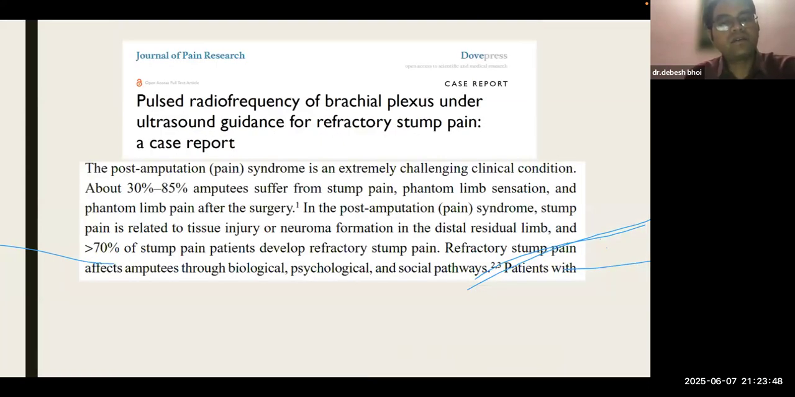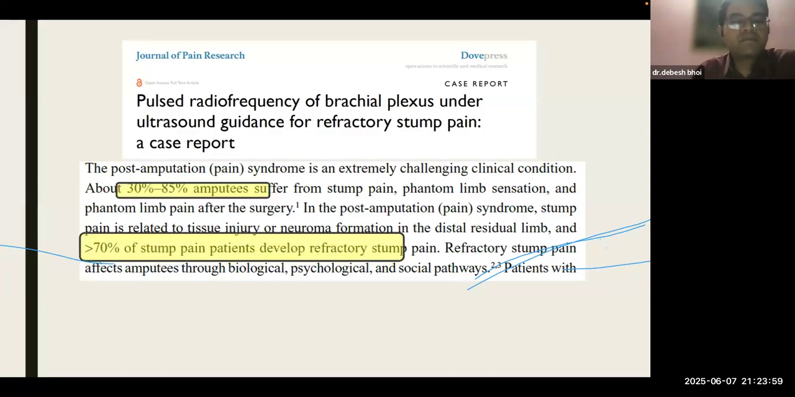Another report is on PRF of the brachial plexus under ultrasound for refractory stump pain. As I was telling, post amputation pain is sometimes an extremely challenging condition. Most of the time it might be acute in the initial case, or 30 to 85% of amputees suffer from stump pain. It might be related to tissue injury or neuroma formation. So if there is a neuroma, sometimes neuroma excision can be done. If still not, that can be managed. Even then, most of the 70% of stump pain might be refractory stump pain.